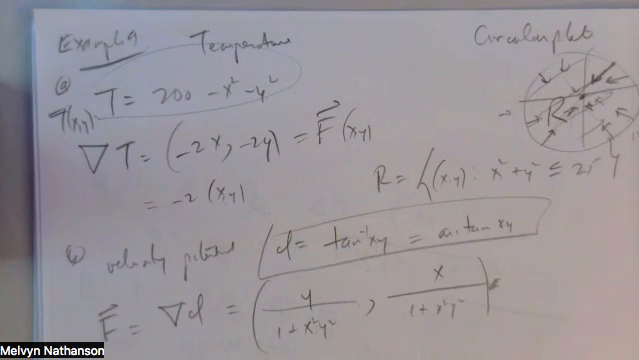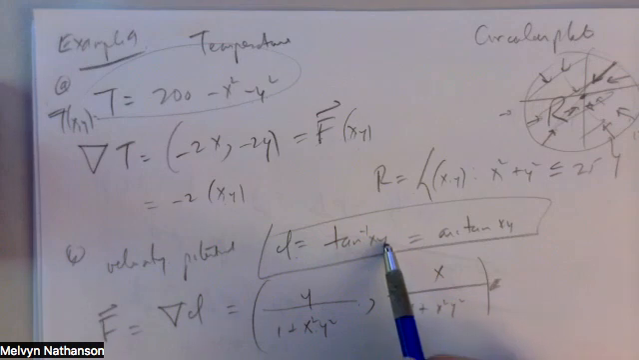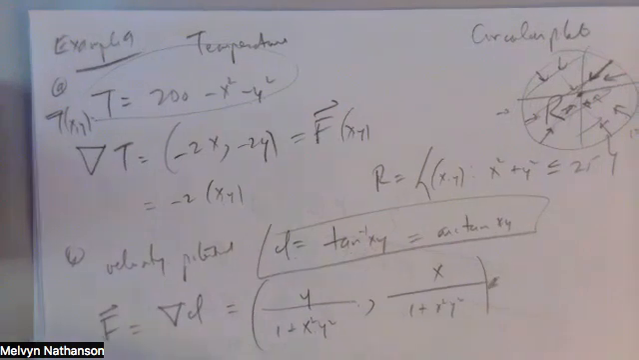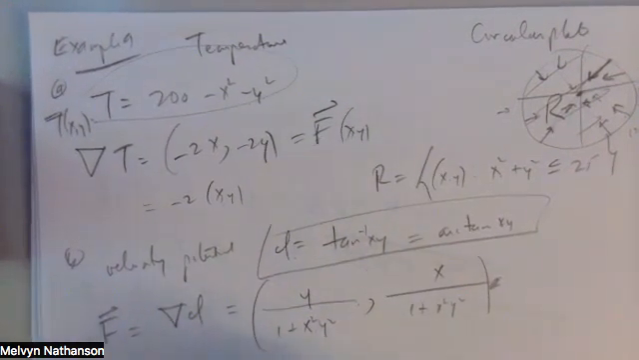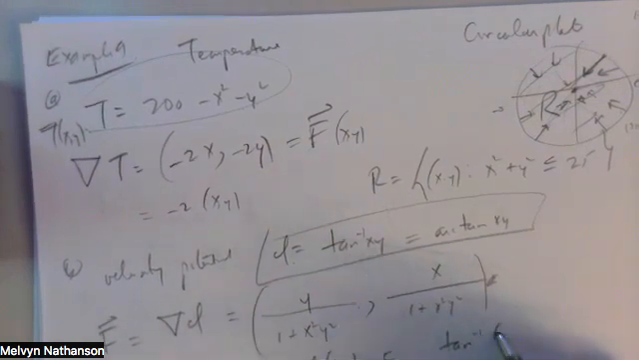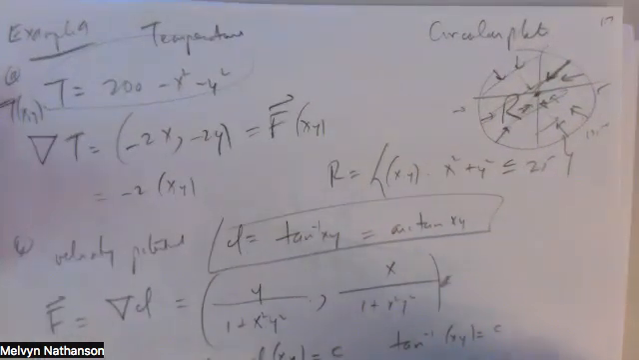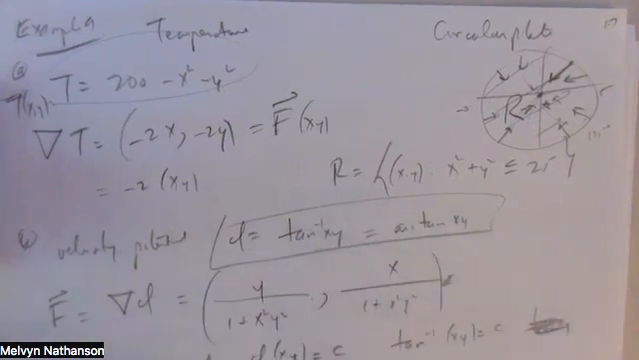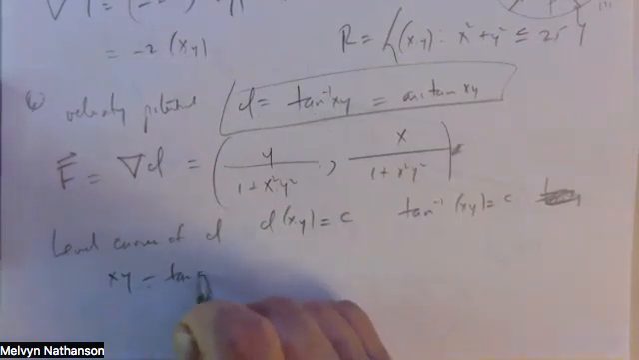What does this gradient field look like? If we take phi to be the inverse tangent of xy, what are the level curves of phi? These are all points where phi of x, y is some constant c, or the inverse tangent of xy equals c, or just xy equals the tangent of c, which I'll call capital C.